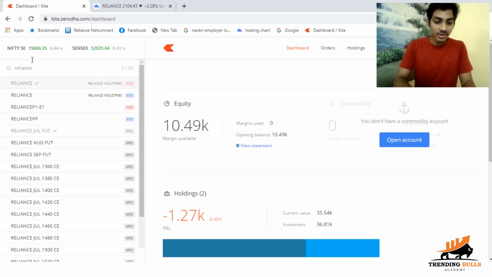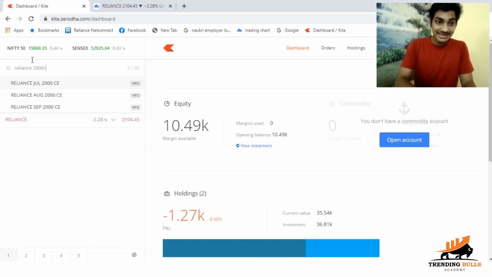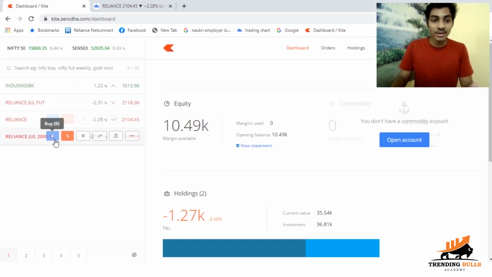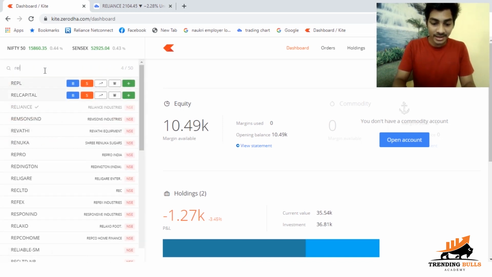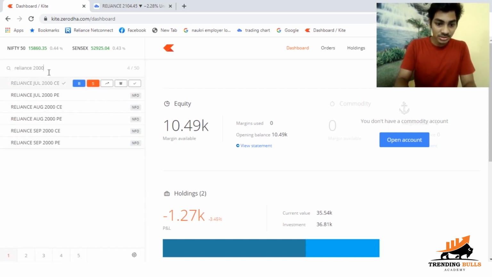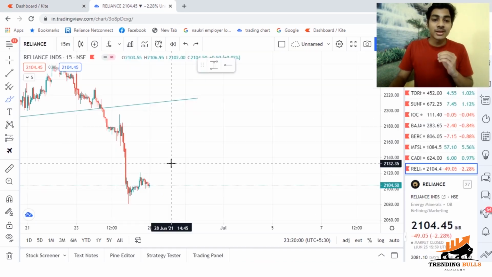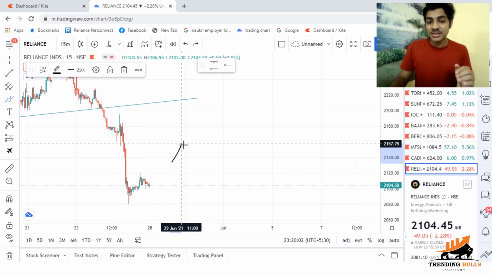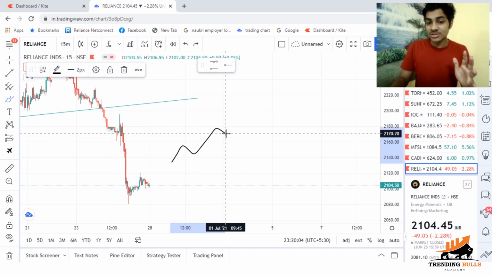Reliance 2000 CE, as you can see, it shows three expiries. These are the current month, next month, and the month after. So I'll click on the July expiry and then Reliance 2000 PE, and there you go. So let's say Reliance, as per your analysis, goes up.